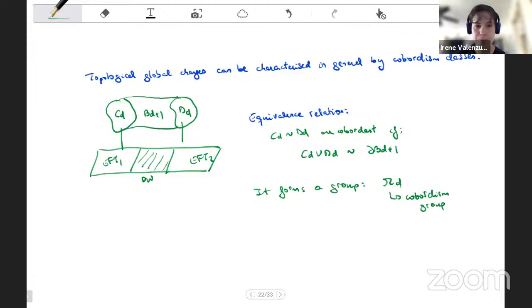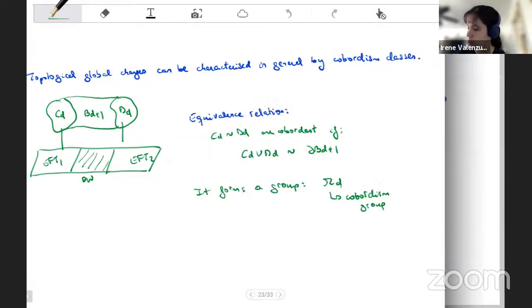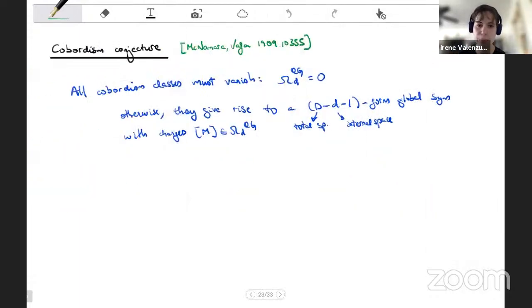Okay, so why is this important for this absence of global symmetries? Well, the point is that now, thinking of all these topological global charges, sorry, I see there is a question.